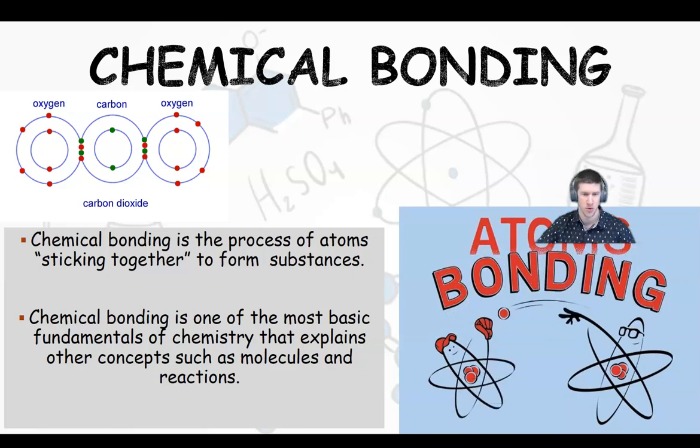This is where chemical bonding comes in. Chemical bonding is the process of atoms sticking together to form a new substance. So for example, carbon dioxide or water, H2O. These are chemical bonds. Bonding is one of the most basic fundamentals of chemistry. It explains all the other concepts such as molecules and reactions. Once we understand what bonds with what, from the periodic table, we can figure out what sort of things we can stick together, and we can predict what we're going to get as a result. It's quite powerful.